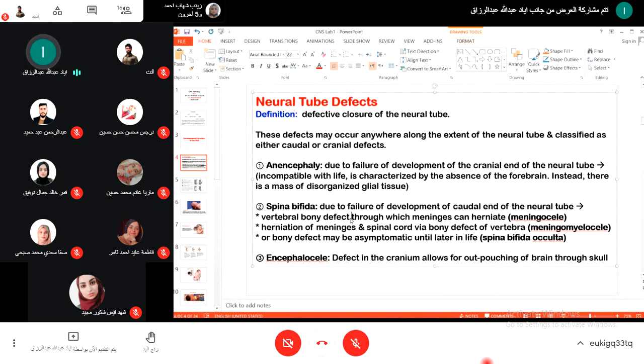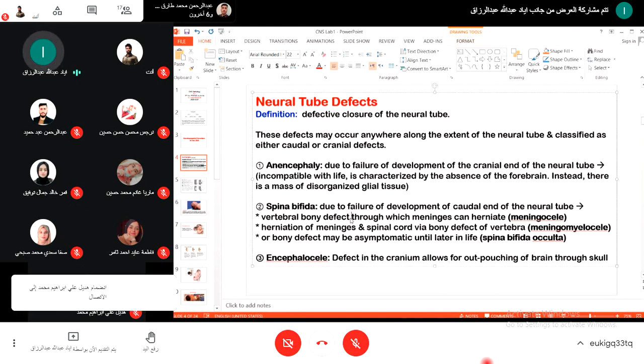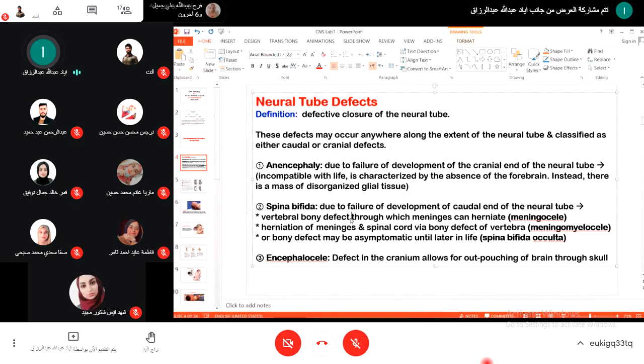Meningomyelocele refers to a sac-like structure containing the meninges and the spinal cord. It is formed by herniation of meninges and spinal cord via a bony defect in the vertebral arch. Another type of defect included under the umbrella of spina bifida is myelocele.